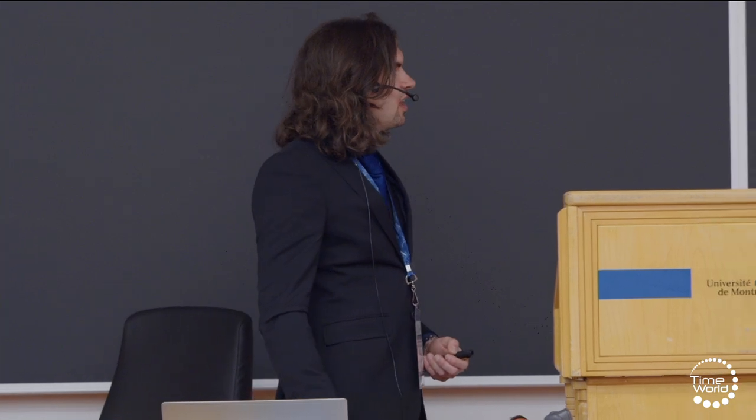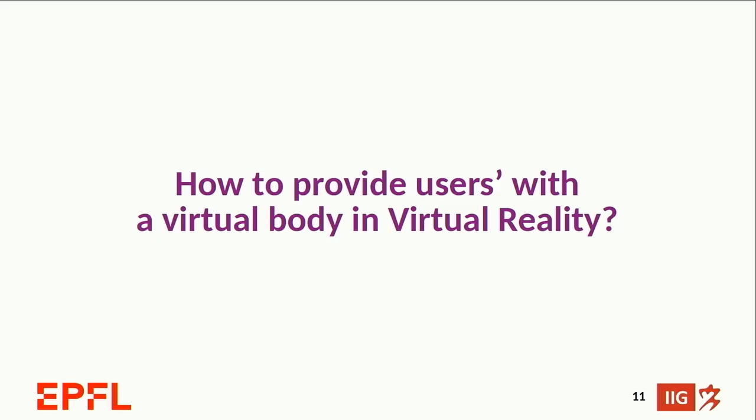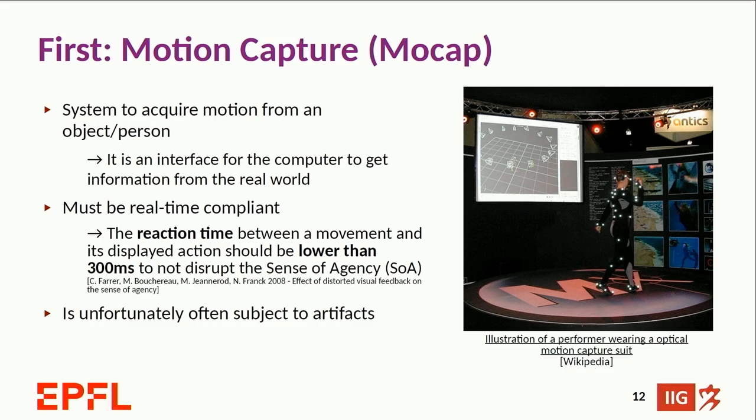So the question is, how do we provide users with a virtual body? So the first thing is to have an interface between the real world and the virtual world and the computer, so that the computer knows what is the current posture, for instance, of the users. This interface needs to be real-time compliant, as Farrar et al. showed that beyond 300 milliseconds between user action and the perception of the reaction, we may have a disruption of the sense of agency. And disrupting agency also disrupts the sense of embodiment.